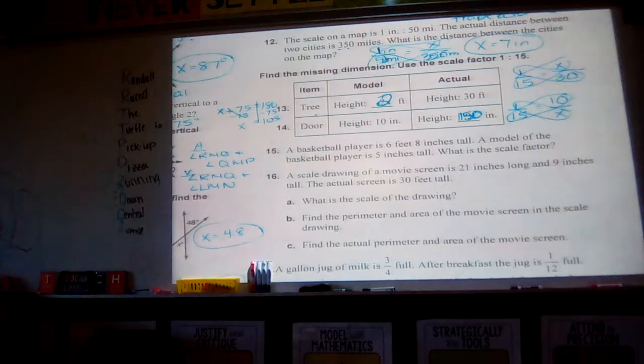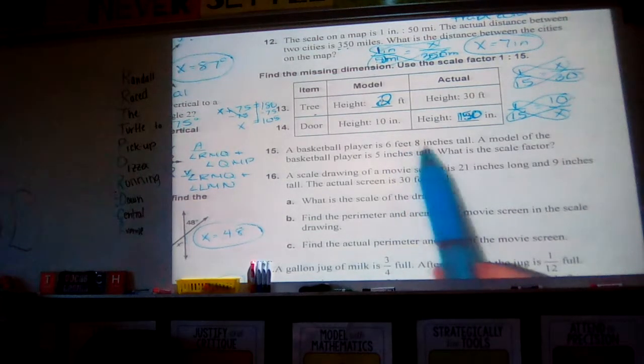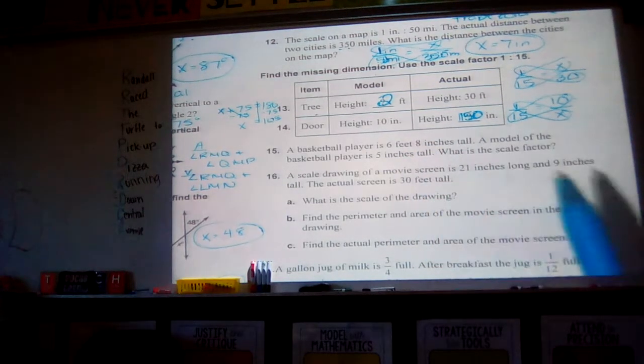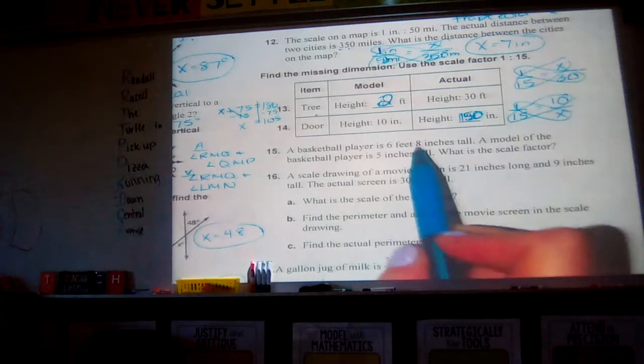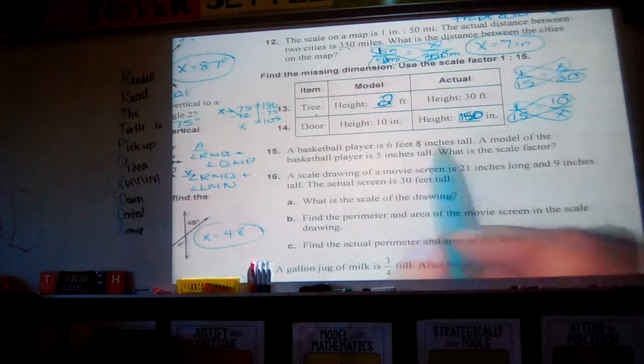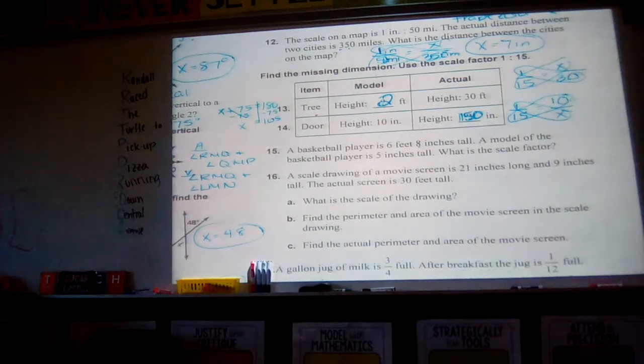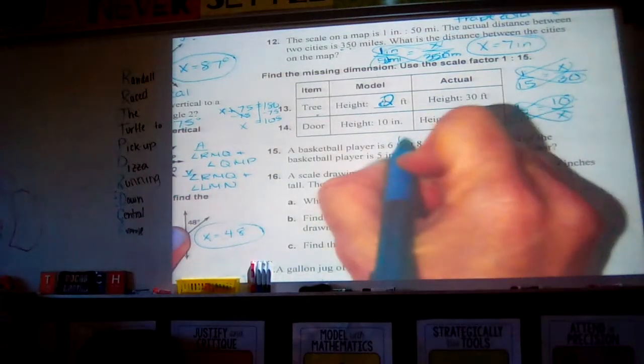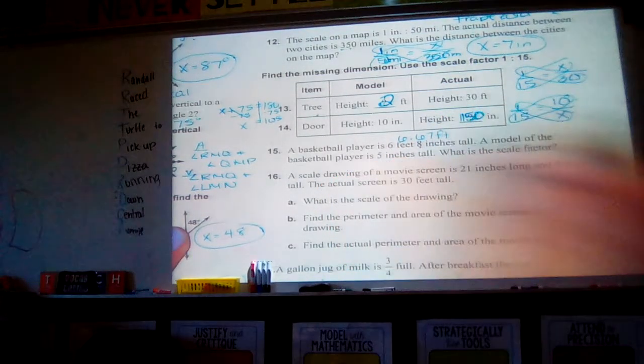So a basketball player is 6 feet 8 inches tall. A model of the basketball player is 5 inches tall. What is the scale factor? So I want to turn my 6 feet 8 inches into all feet so that my scale will be from feet to inches. So first of all, I need to figure out 8 inches is what portion of 12 inches, which is a foot. So it's going to be 0.67. So we have 6.67 feet.